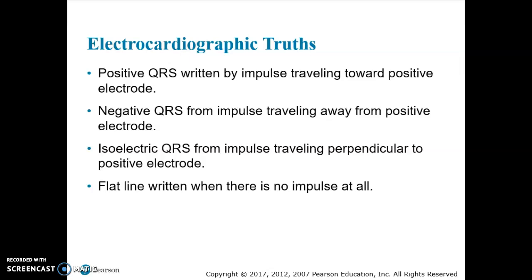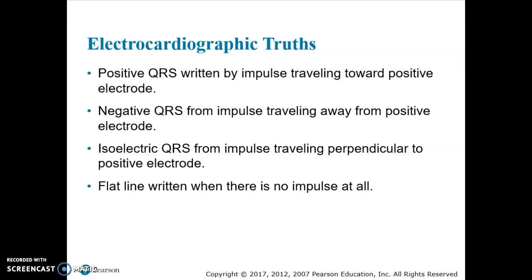Chapter 3, Video 6. This should wrap up Chapter 3. We're going to go through and talk about the electrocardiographic truths and just several things that you should know about the EKG strips.